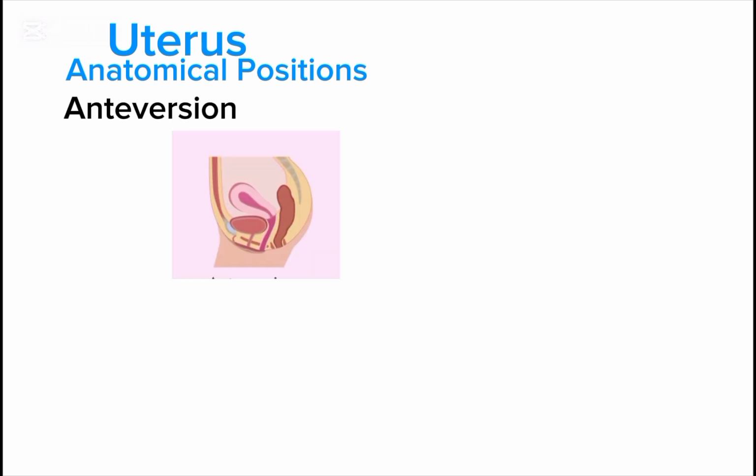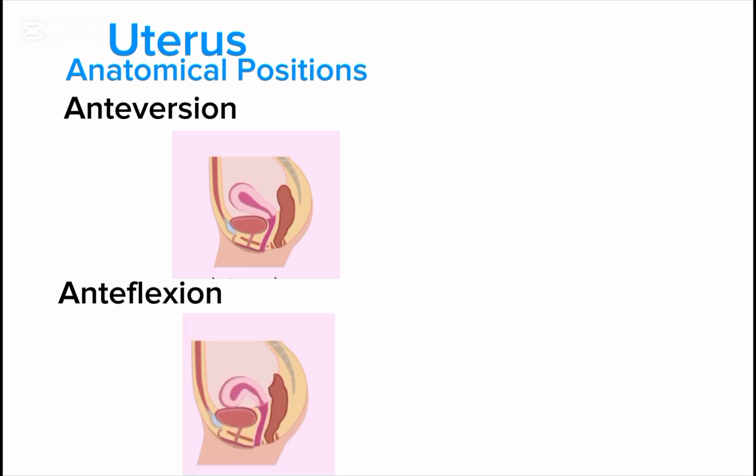When we talk about its anatomical position in the female pelvis, then there are two most common positions, that are anteversion and anteflexion. Anteversion describes the angle between the cervix and the vagina. In this position, uterus is tilted forward towards the uterine body. Anteflexion describes the angle between the uterine body and cervix. In this position, uterus is bent forward towards the urinary bladder.